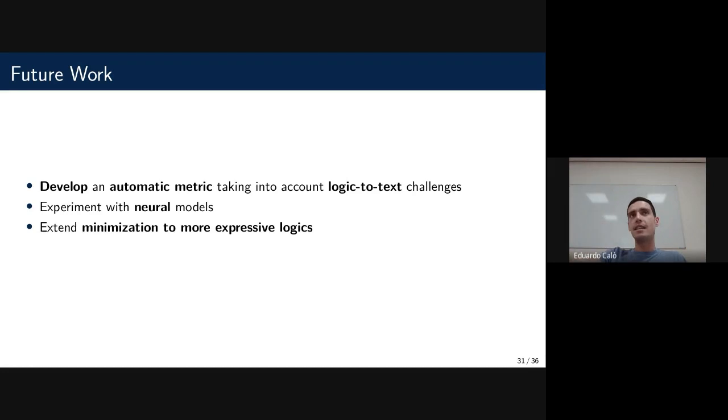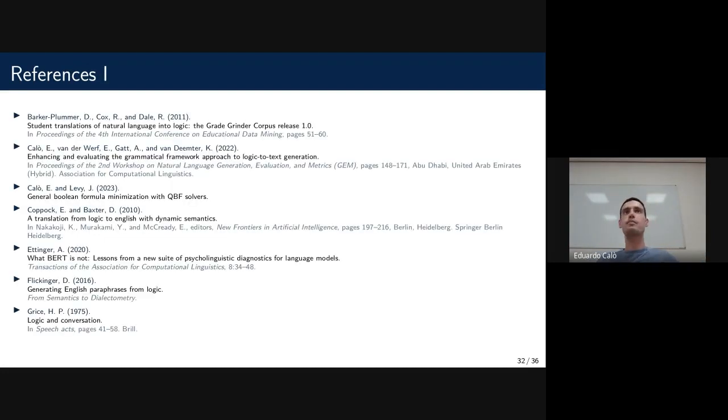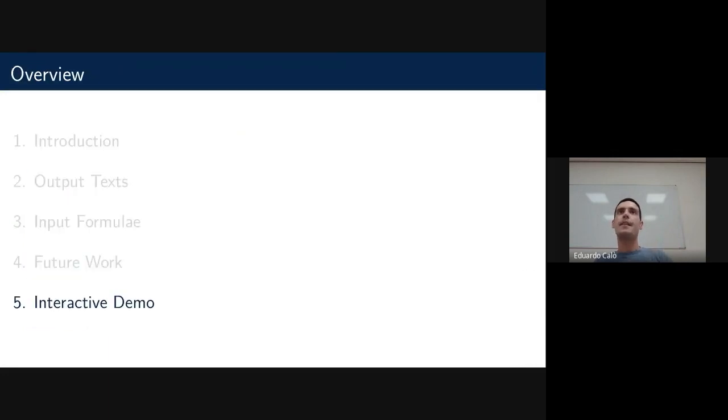And then extending this minimization algorithm, the one that I worked on in Barcelona, to more expressive logics, because now we were limited to a fragment of logic which was quite easy, propositional logic, but we want to expand this with quantifiers and more complicated formulas. So, if you're interested, this is a list of references. And this is the end of the talk, at least from my side.